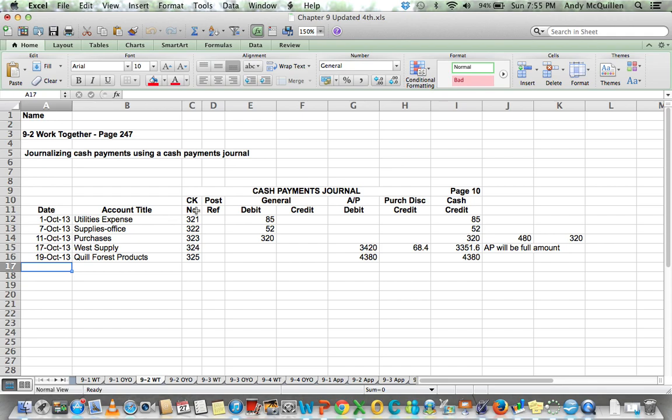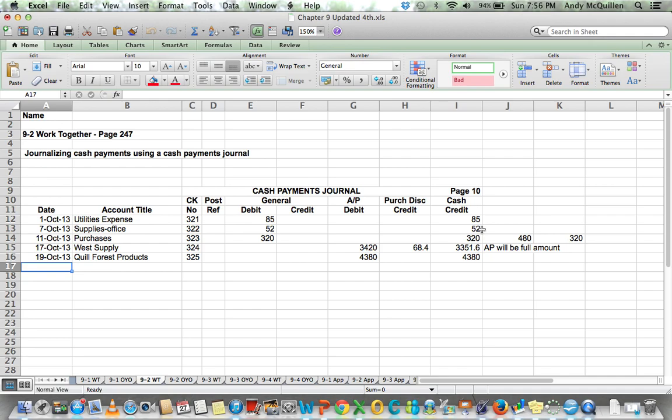So on page 247, it tells us we're on page 10, like I said. October 1st, paid cash for telephone bill, $85. Utilities expense, C 321, that goes here. We just debit general, credit cash, $85. On the 7th, paid cash for office supplies, $52, C 322. Supplies office is the title. That might change to supplies store, so we always abbreviate supplies office, 322. Again, you're debiting general, crediting cash, $52.